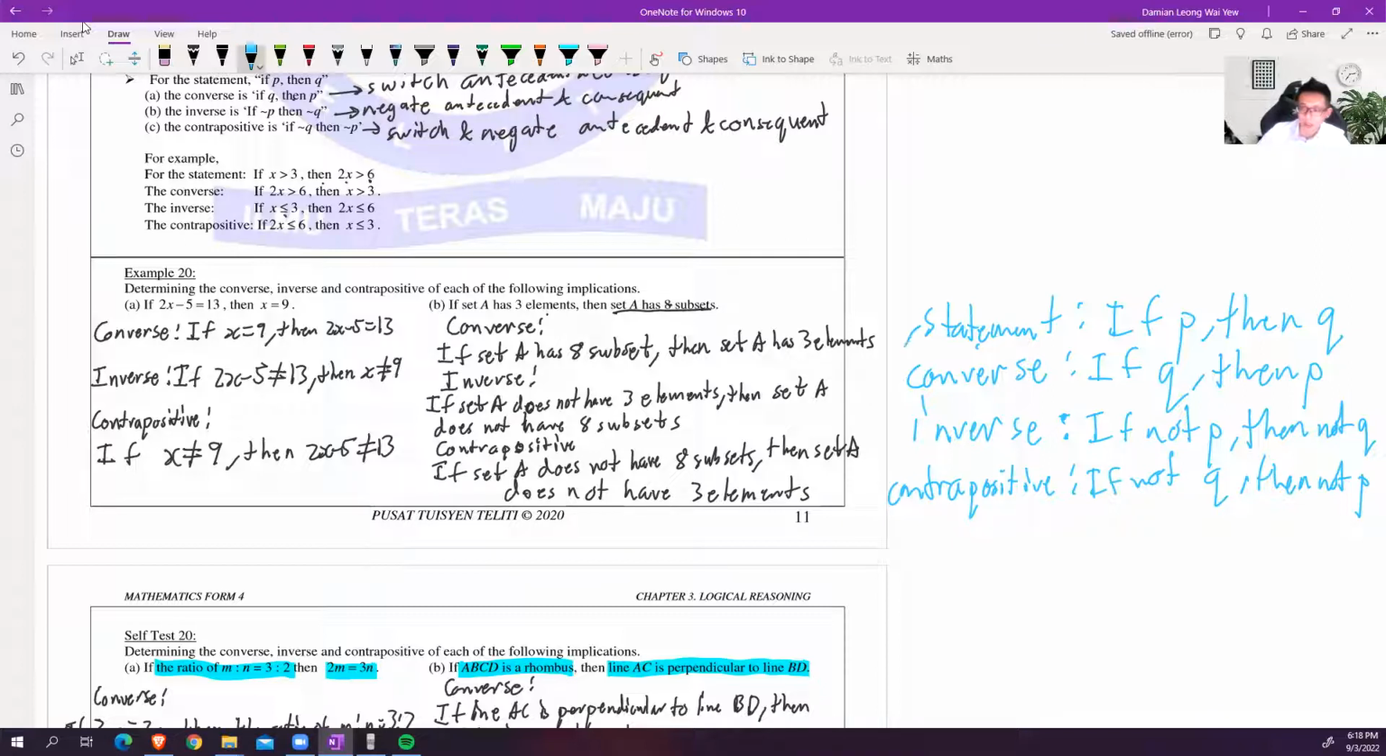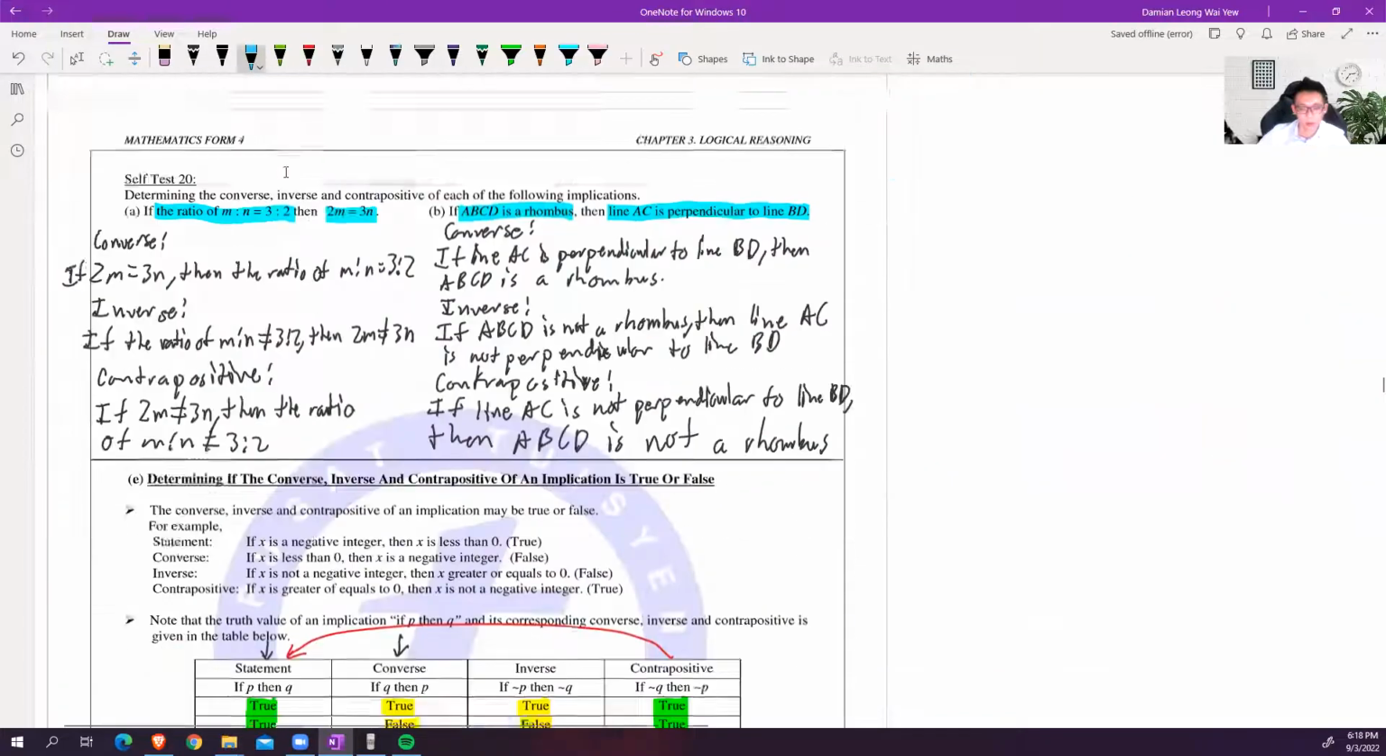So these two will have the same truth value. If statement is true, contrapositive true. If statement is false, contrapositive false. Converse and inverse will be the same. If converse is true, inverse is true. Converse is false, inverse is false.